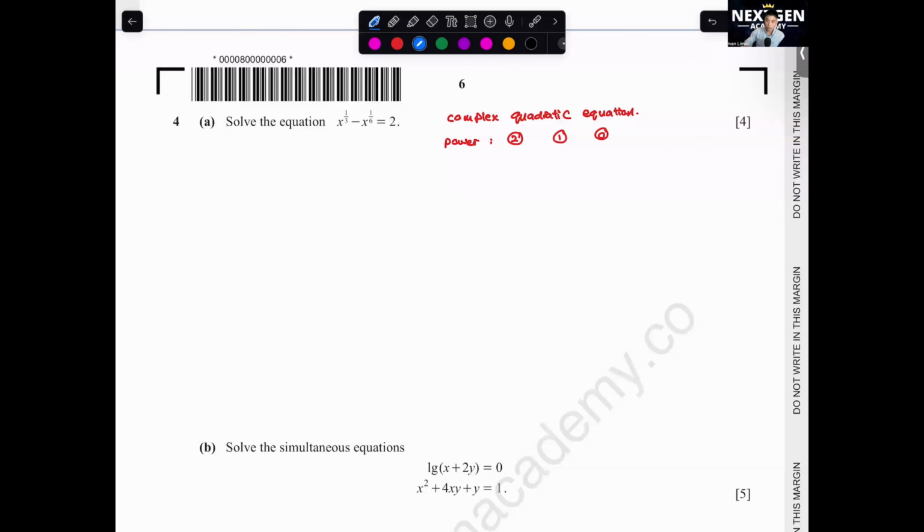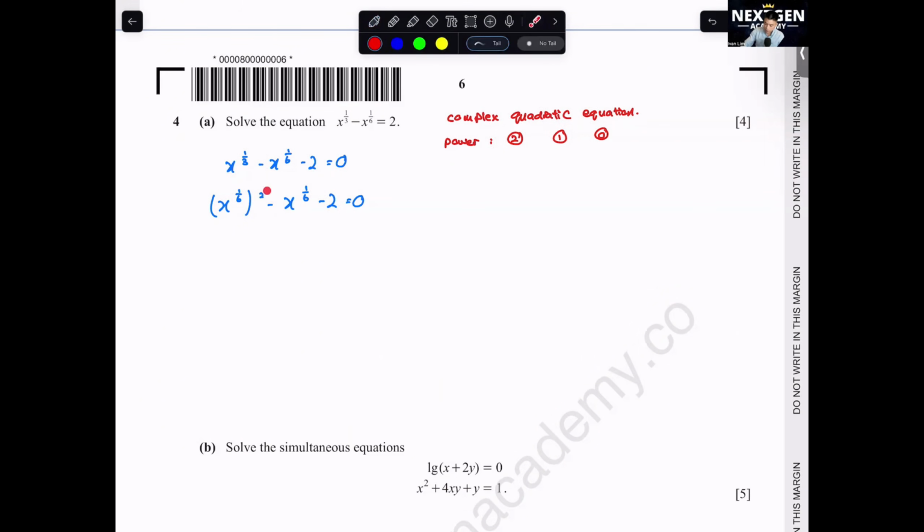Okay, I want you all to bring everything to the left-hand side first. So, x to the power of 1 over 3 minus x to the power of 1 over 6 minus 2 equals 0. Okay, we can write it like that. If you are not clear, you can write it as x to the power of 1 over 6 squared minus x to the power of 1 over 6 minus 2 equals 0, because 2 over 6 is actually 1 over 3. Okay, this step is not necessary, just my explanation for you.